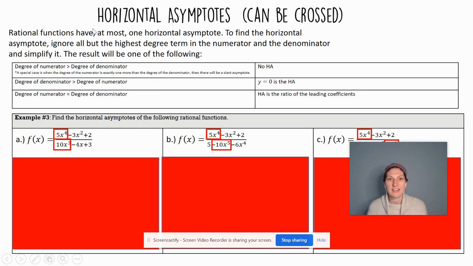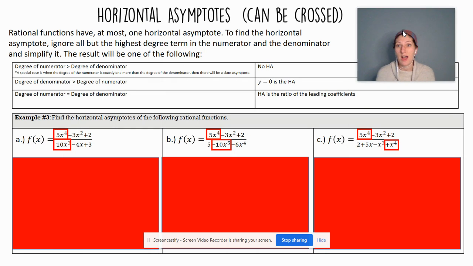Okay, horizontal asymptotes, these can be crossed. So a horizontal asymptote can be crossed, and we'll see some graphs where we'll see that. Rational functions have at most one horizontal asymptote. To find it, you are comparing the degrees of the numerator and the denominator. So you're looking for the term with the highest exponent in the numerator and the denominator.